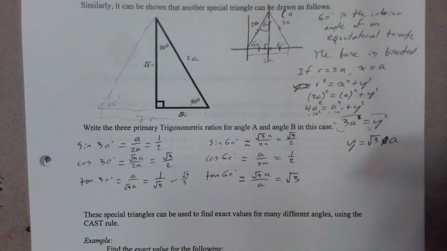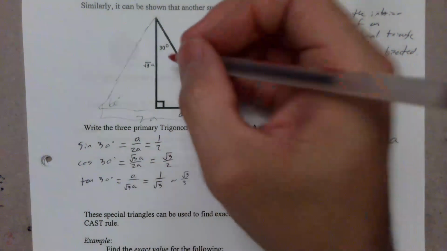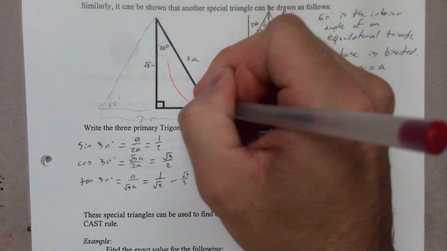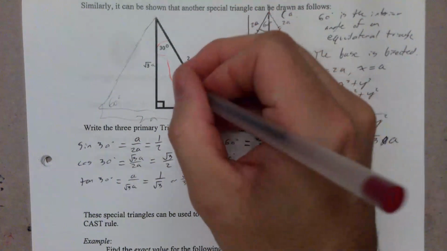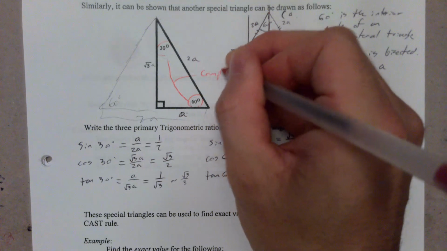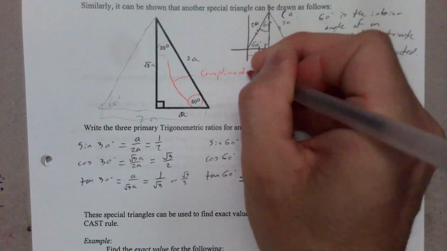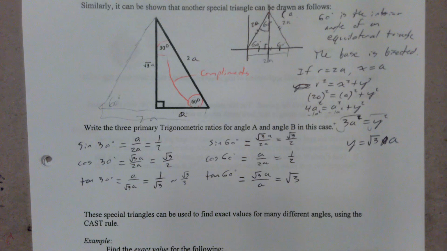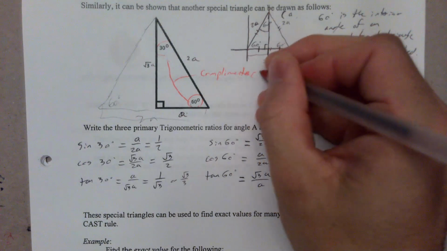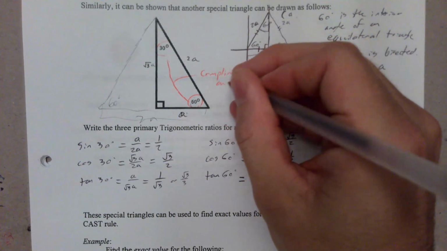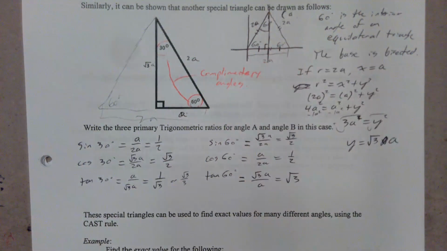So here's what I want to point out. Notice that, first off, that 30 degrees and 60 degrees, those are 2 angles that add up to 90 degrees. They're called complements, or complementary angles. Remember supplementary angles, complementary angles, all that stuff from grade 7 and 8 and 9.